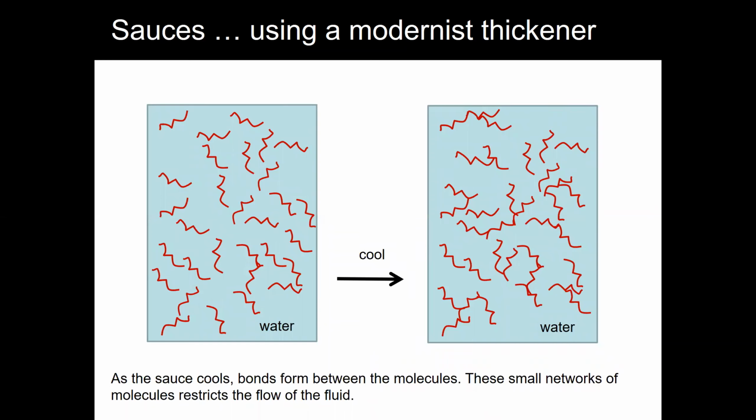In addition, as you cool them, they begin forming bonds, weak bonds with each other. And these weak bonds then can further restrict the flow of the fluid. This then leads to an even further increase in viscosity. So in this picture here, we mix in our modernist thickeners, and then as they cool, they begin forming these bonds and further restrict the flow of the water or the liquid, and therefore thicken it.